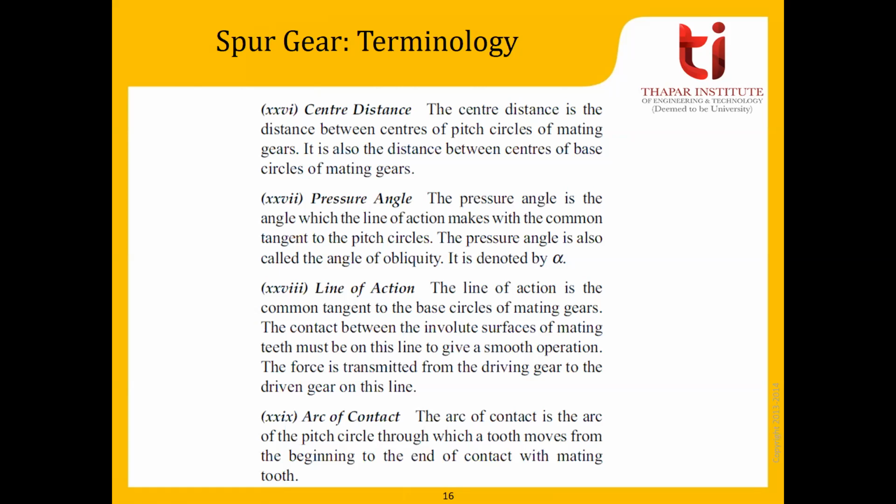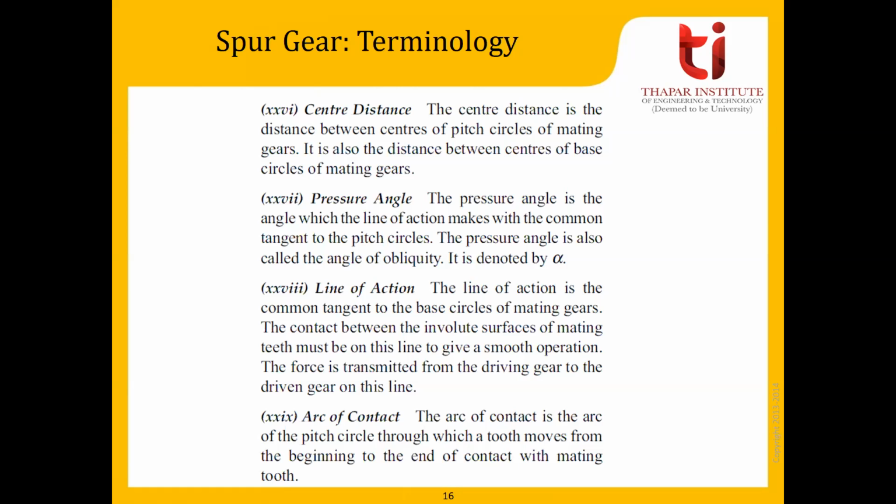Then the pressure angle. The pressure angle is the angle which the line of action makes with the common tangent to the pitch circle. The pressure angle is also called as the angle of obliquity. It is denoted by alpha. So this is the important terminology in this gear design.